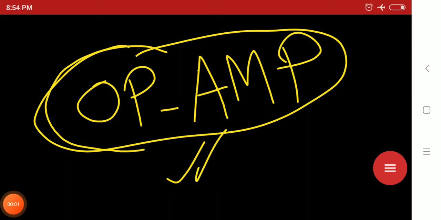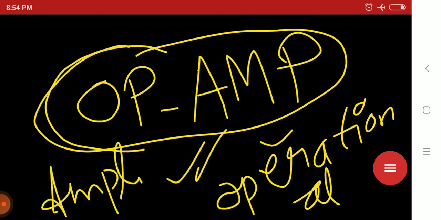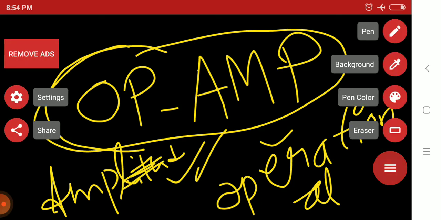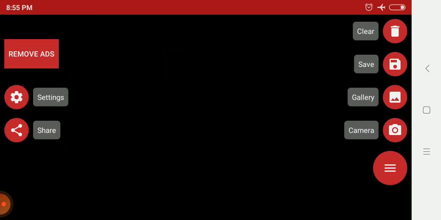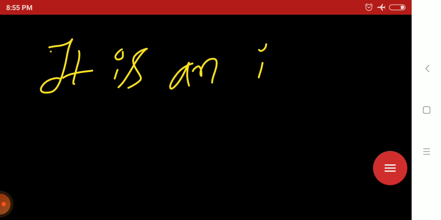Hello friends, today I am going to discuss op amp, that is operational amplifier. Yes, I am going to start a new series on op amp. So let's start the discussion. First of all, what is op amp? Actually, when someone asks you what is op amp, then you can say that it is an IC chip. IC means integrated circuit chip.